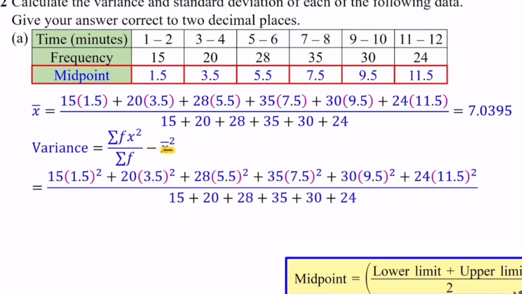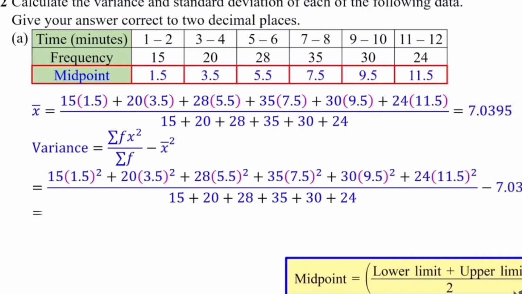We need to minus the mean just now, 7.0395 square, mean square. So we have to minus the mean 7.0395 just now. We need to square it, square the mean. Okay, that is how you work out the variance. It's very troublesome. Variance is very troublesome, right? Very long. So please do it very, very carefully.